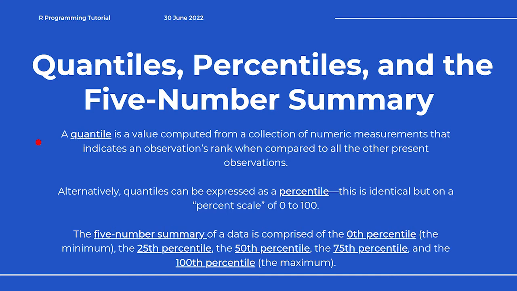So alternatively, quantiles can be expressed as percentiles. This is identical to a quantile, but on a percent scale of 0 to 100. So how do we compute the percentile? In order to compute the percentile, you have to multiply the quantile by 100. For example, the median is considered as the 0.5 quantile. If you multiply it by 100, the median is considered as the 50th percentile, right?